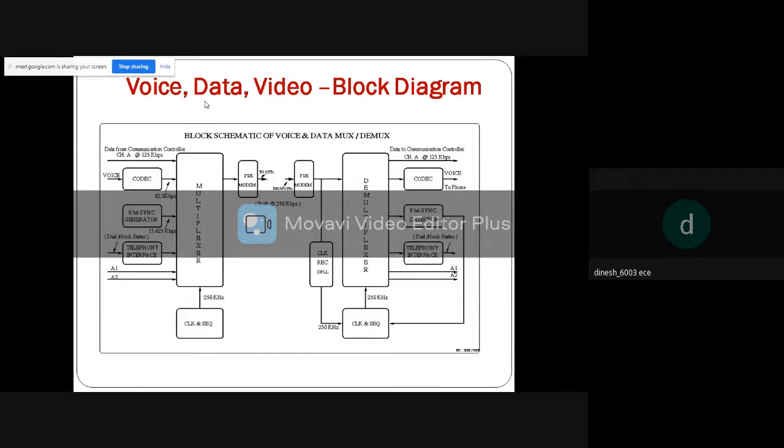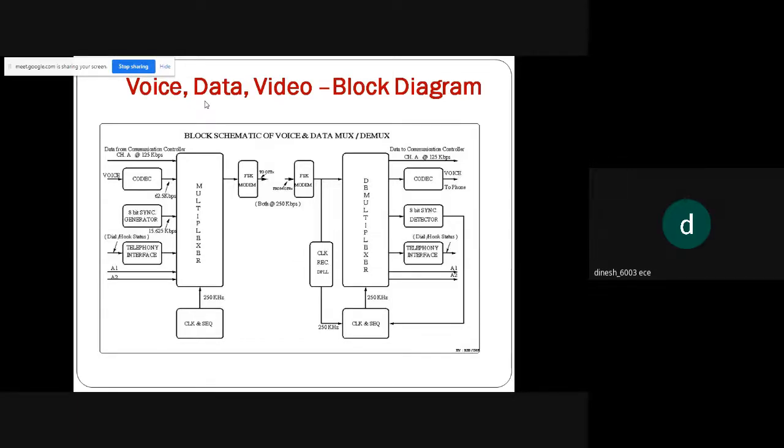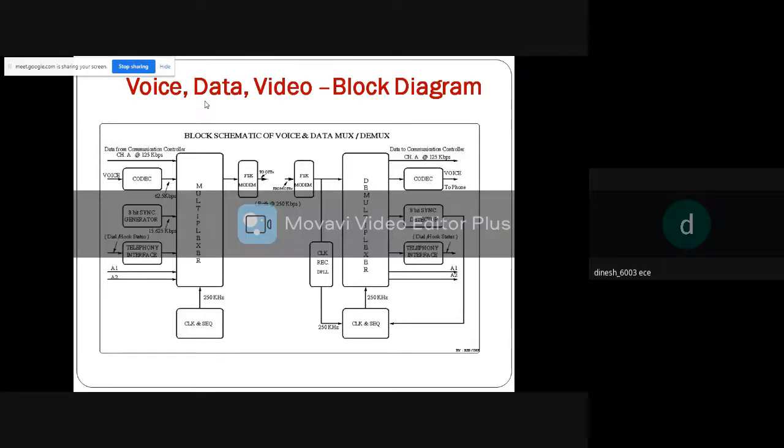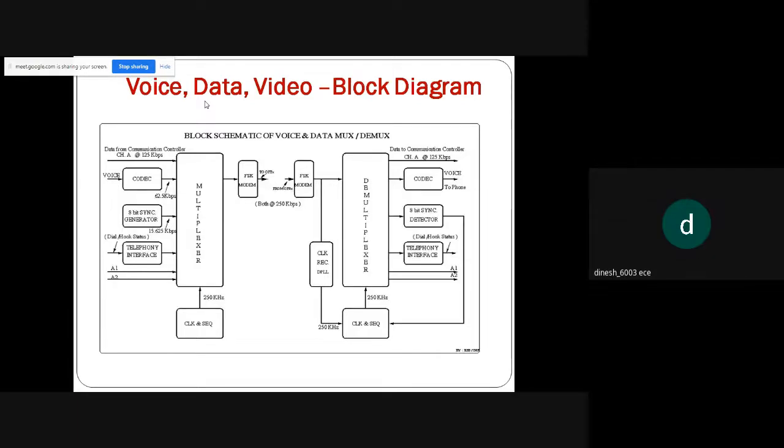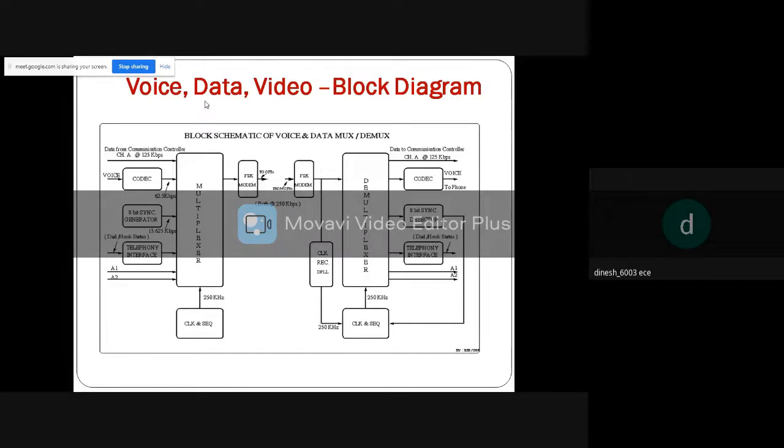You can see that voice, with the help of a coder and decoder, which we call a codec, was transmitted at 62.5 kilobits per second. An 8-bit synchronous generator was operated at 15.625 kilobits per second. We had a telephonic interface, either dial type or hook status type, touchpad type or dial type. We had two selection lines, A1 and A2. Depending upon the requirement, if you select A1, voice would go; if you select this, the telephone interface will go. That was synchronized by a clock operating at 250 kilohertz.